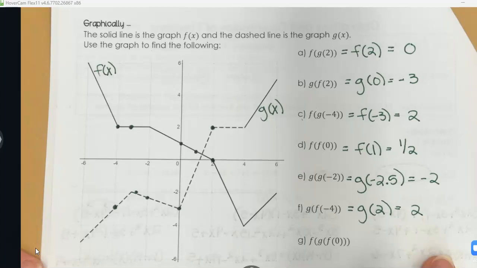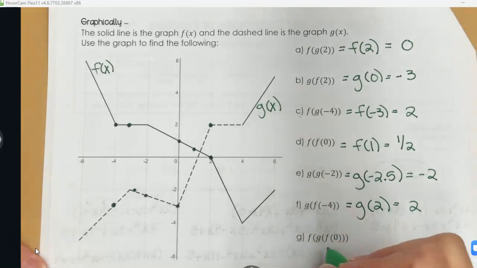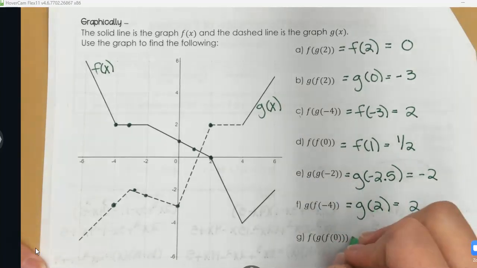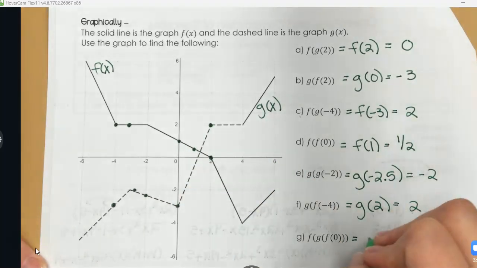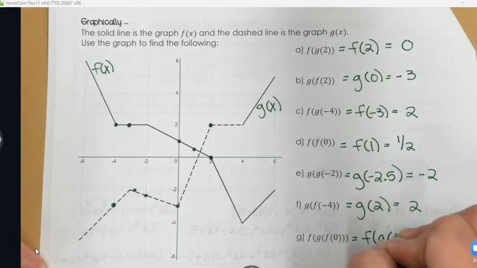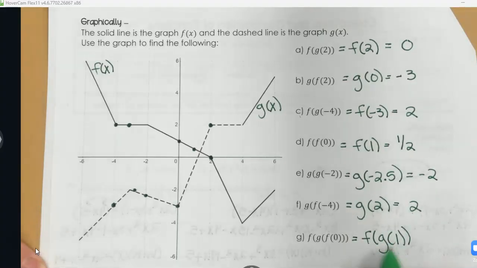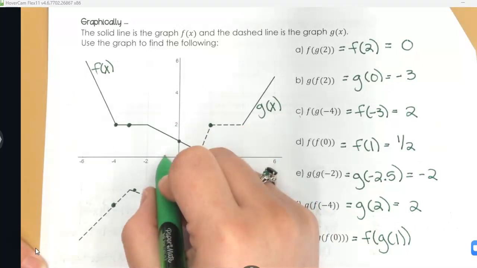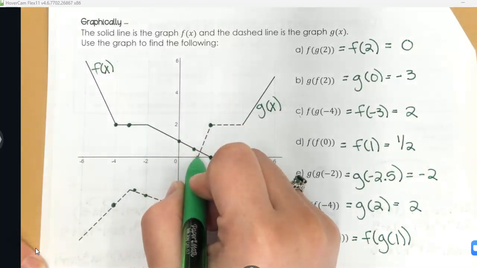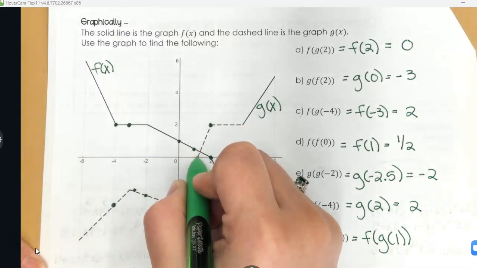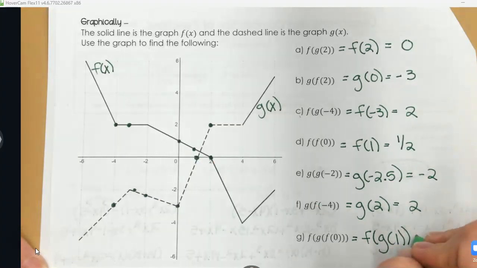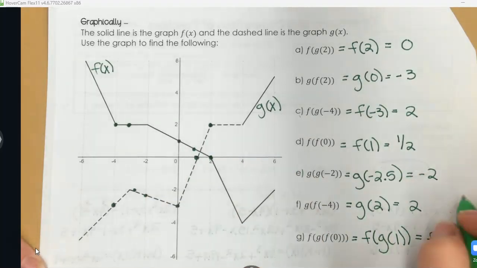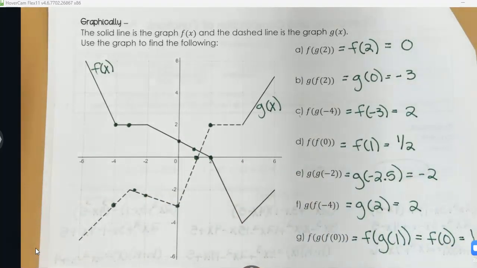Now this one is a 3-part, but I'm just going to work from the inside out, starting with f of 0. f of 0 is 1. So I now need to find f of g of 1. So my new inside here is g of 1. So when x is 1, what is our g? Well, it is here at 0. So now I need to find f of 0, which again is 1.